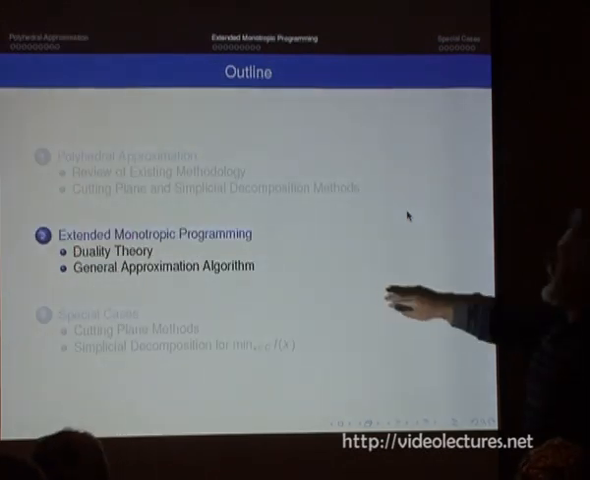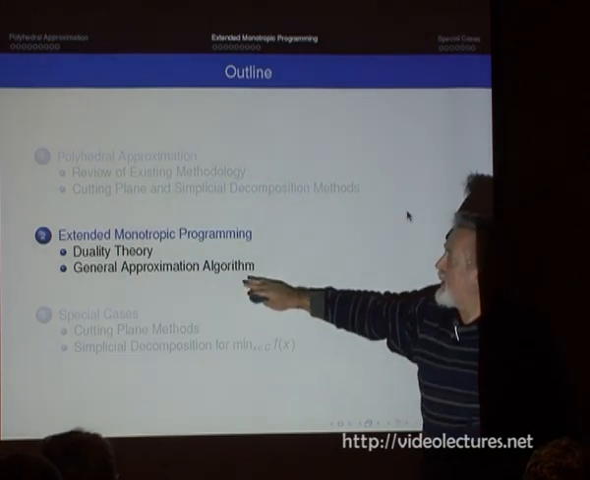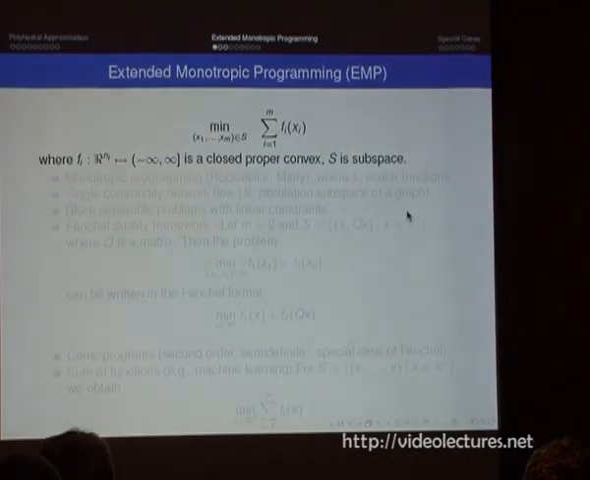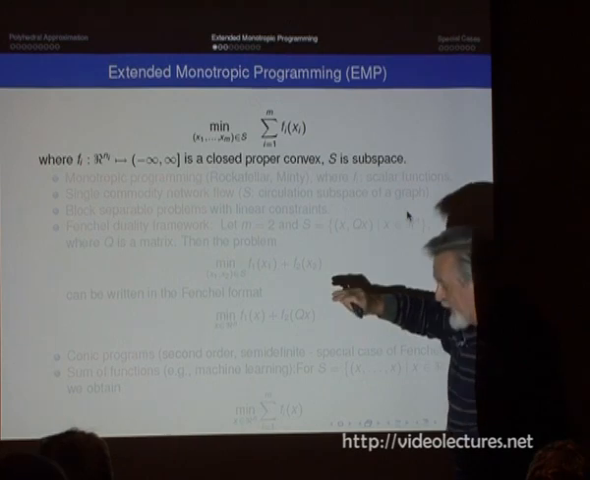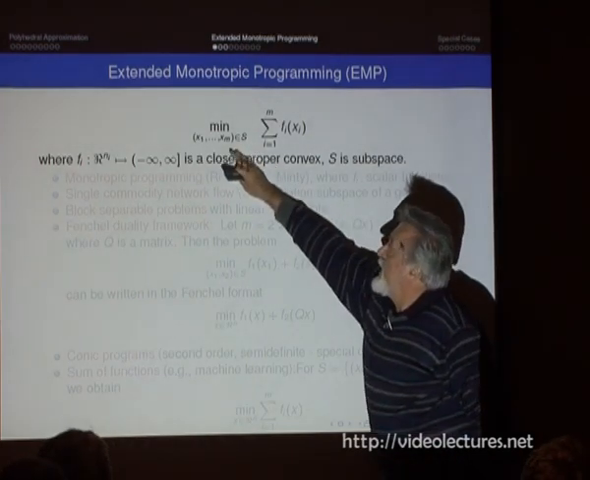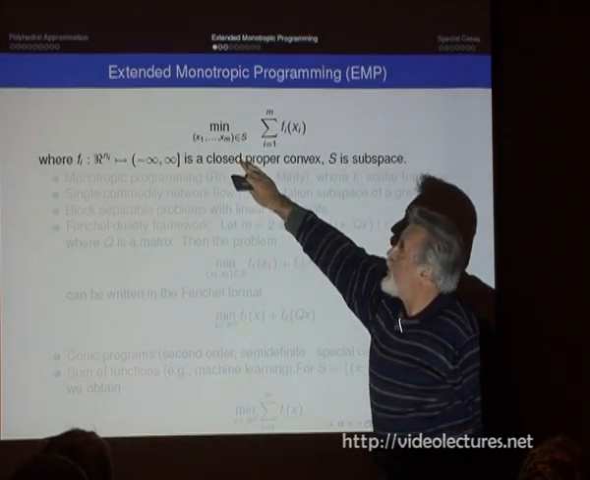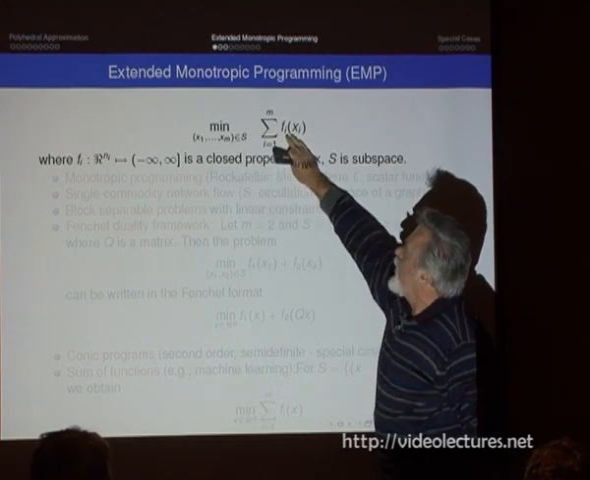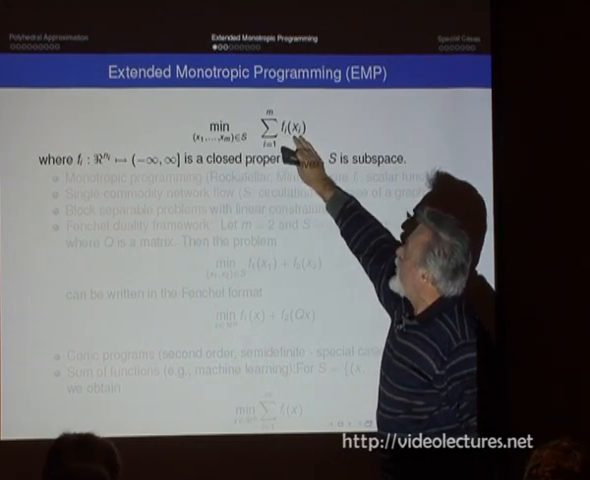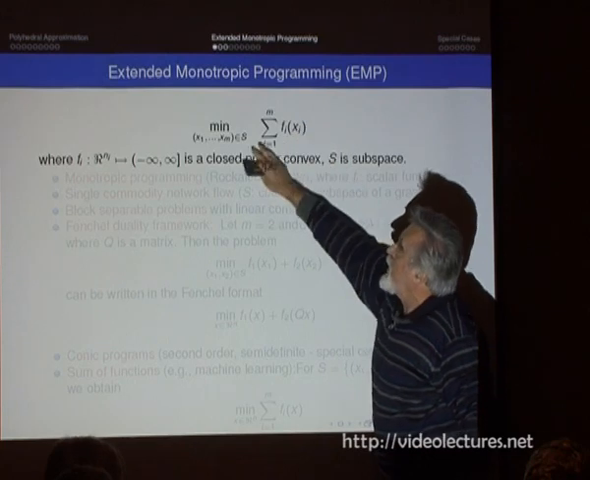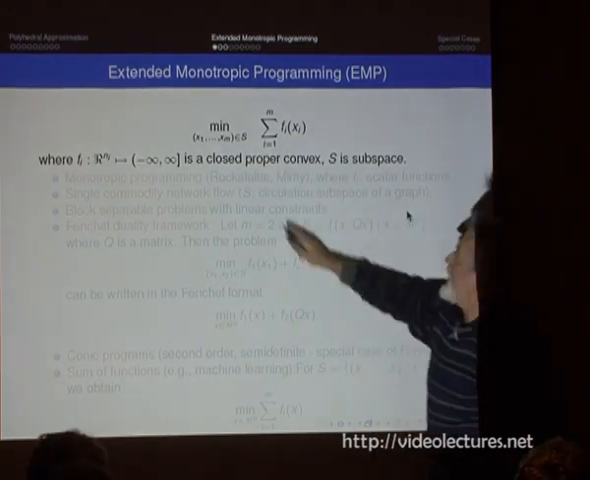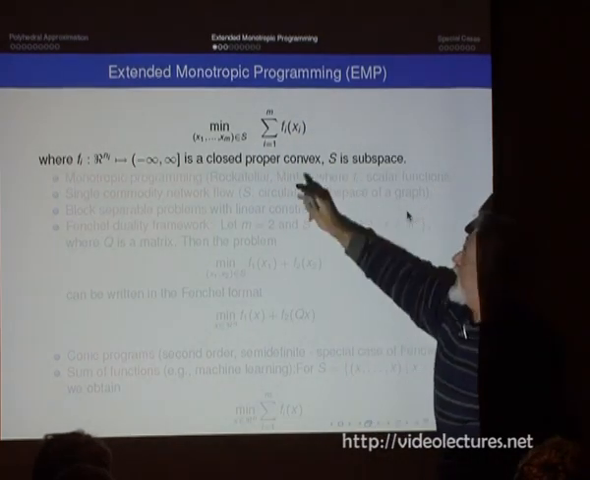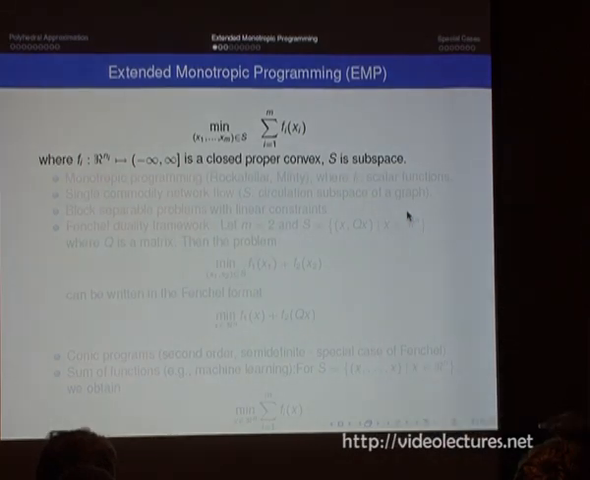So now I'm going to get into EMP and the main algorithm. So this is the problem. Again, the vector x breaks up into components, x1 up to xm. The cost function is additive, and each component depends only on the corresponding component of x. And S is a subspace, and the fi are convex functions.